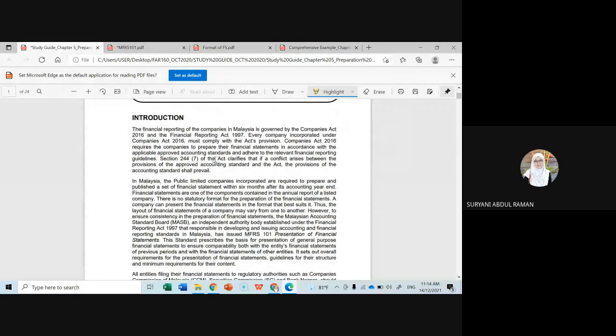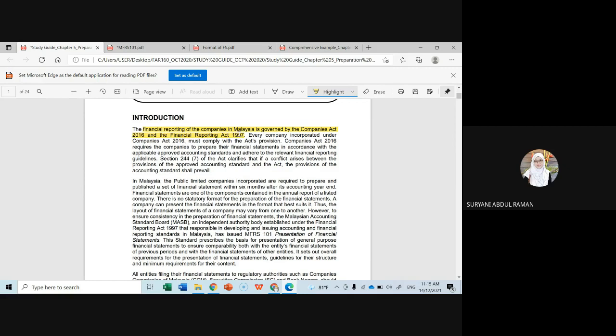Now, this is a very important part, even though this is just an introduction. I need you to know the history and background of companies in Malaysia, I mean the history of the regulation related to companies in Malaysia. First, the financial reporting of companies in Malaysia is governed by the Companies Act 2016 and the Financial Reporting Act 1997. This is the important thing that you need to know.